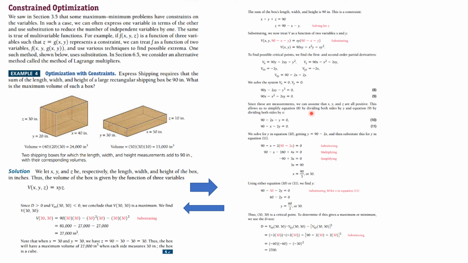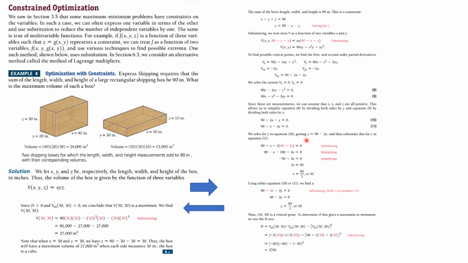Now, since these are measurements, we can assume that all are positive, and that allows us to simplify the equations by dividing both sides by y, which is a positive number, and both sides in equation 9, so we get this. This equation we divide all the way through by y, and this one we divide all the way through by x, so we get this. So it's kind of a tricky way to approach it.